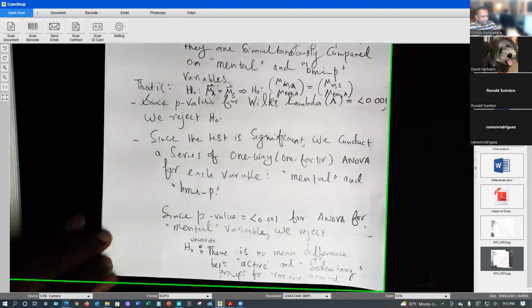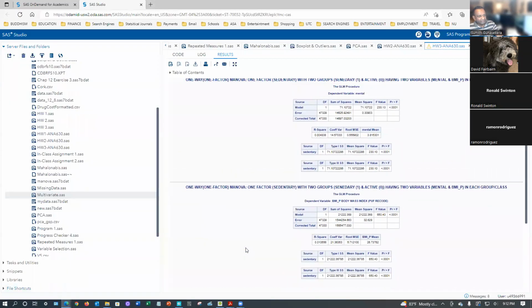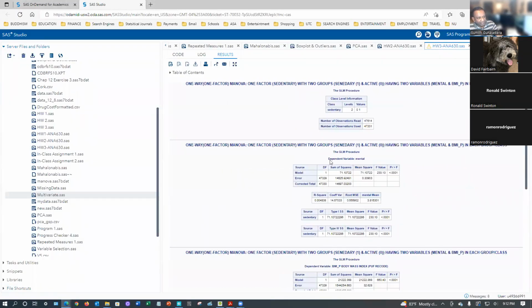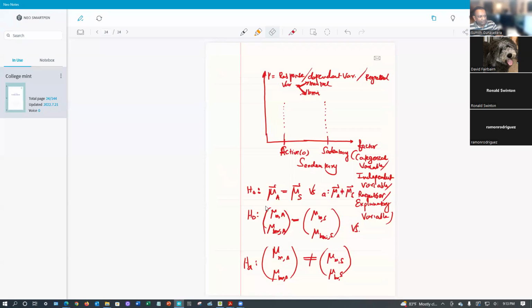Are they available? Okay, let's go ahead and look at our printout. Yes, they are available. Look at this one, the dependent variable. This is the ANOVA table for the dependent variable. Look at the p value. How do you write this one? If you want to write its null hypothesis conjecture, how does it look?